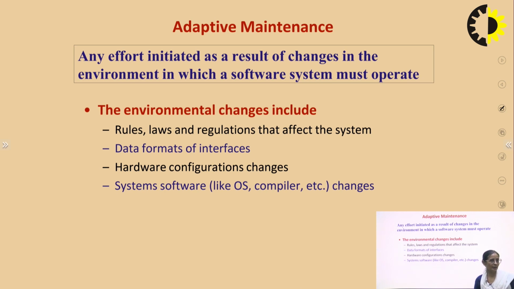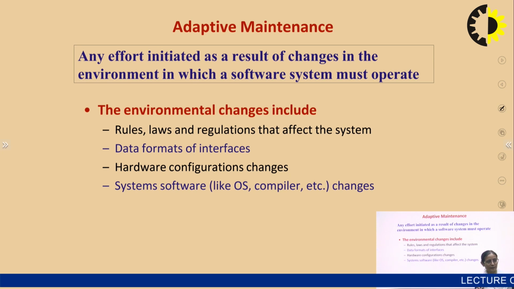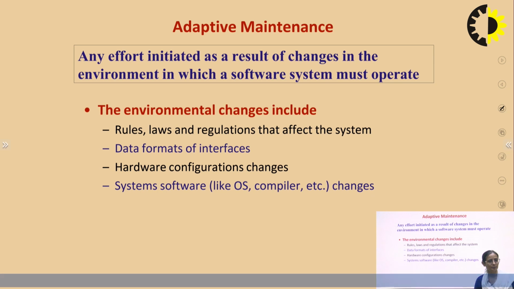So, this is my adaptive maintenance. That is, we have initiated certain effort, and why did we initiate this effort? Because of changes in the environment. The environmental changes include rules, laws and regulations that affect the system. Maybe your product is not in accordance with certain regulations, then you need to change it. Data formats of the interfaces, hardware configuration changes, then again you go for adaptive maintenance. System software like OS, compiler, etc. got changed, maybe you go with some upgraded version, then again you need adaptive maintenance.